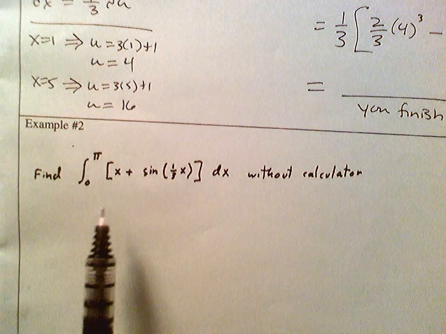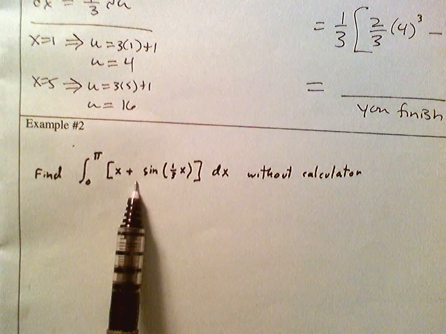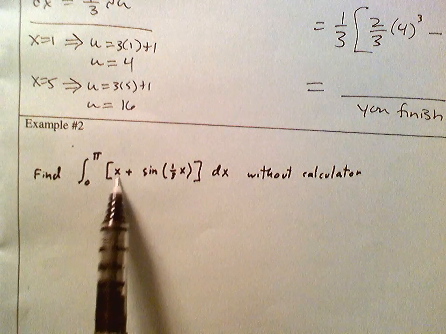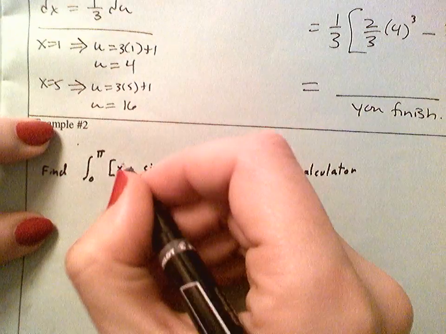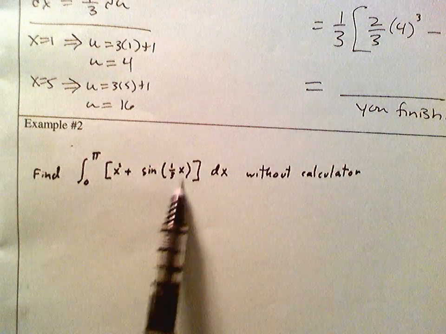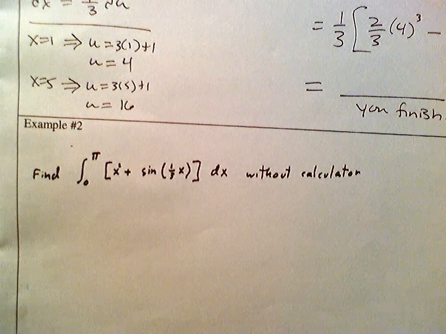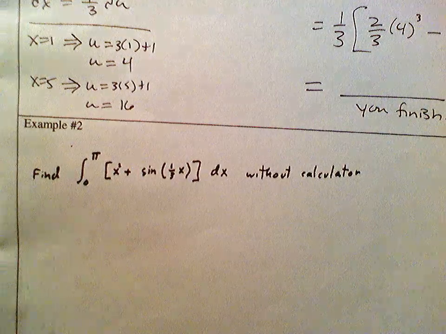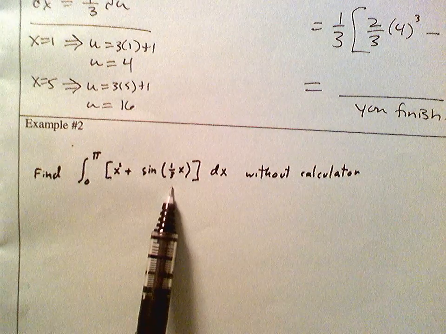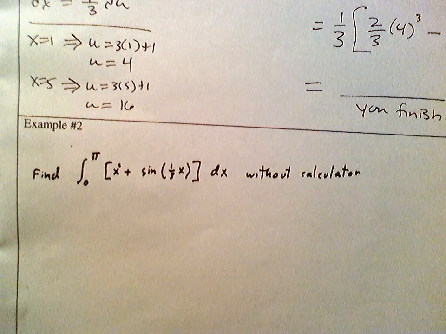So the integral from 0 to pi of that function there. It's a sum of other functions. So it's a sum, and this one is just x to the first, so I can easily just use the power rule there. Plus sine of 1/3 x. Now, we know the antiderivative of sine of x, but we don't know the antiderivative of sine of 1/3 of x. And remember, if you can't use the power rule and you don't know a formula to get the antiderivative, you've got to try u substitution.